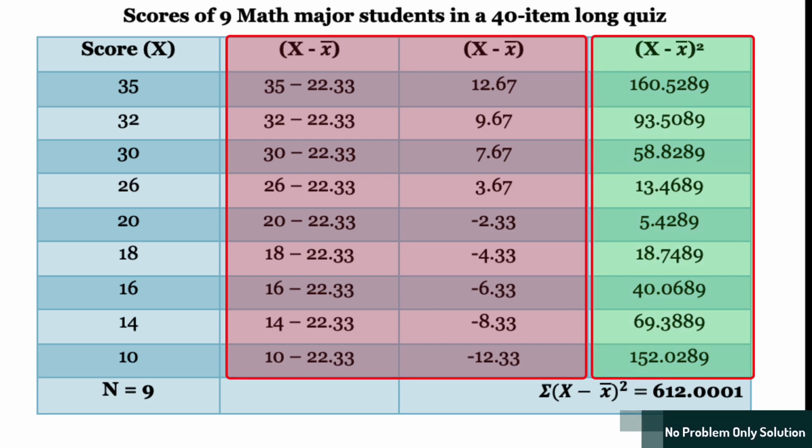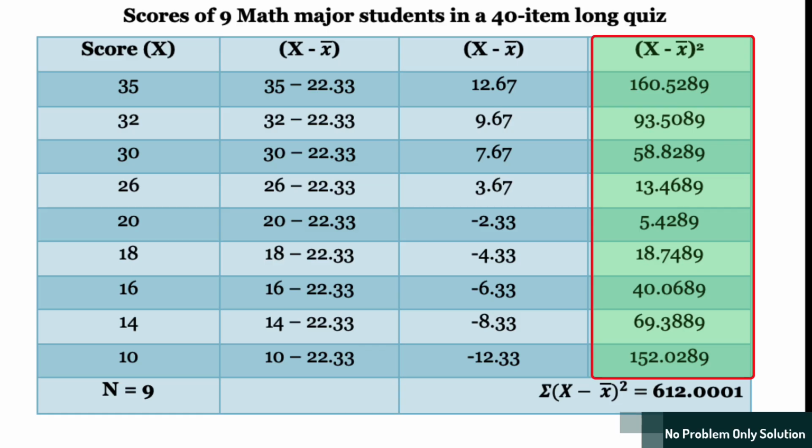Now, why do we square it? That's a great question. We do it so that the negative distances, the scores below the average, don't just cancel out the positive ones when we add them all up. This way, every single score's distance, whether it's high or low, counts toward the total spread.